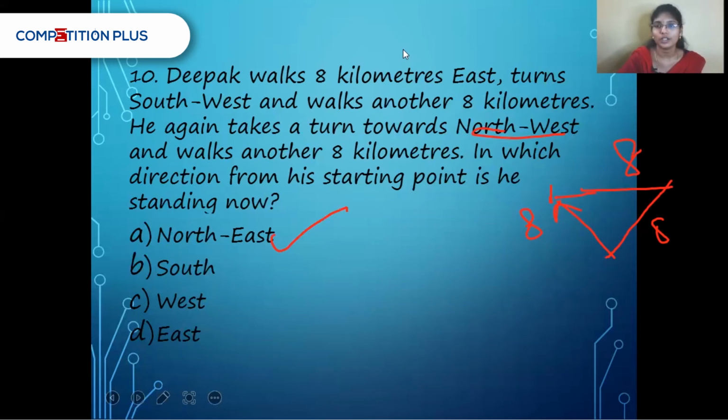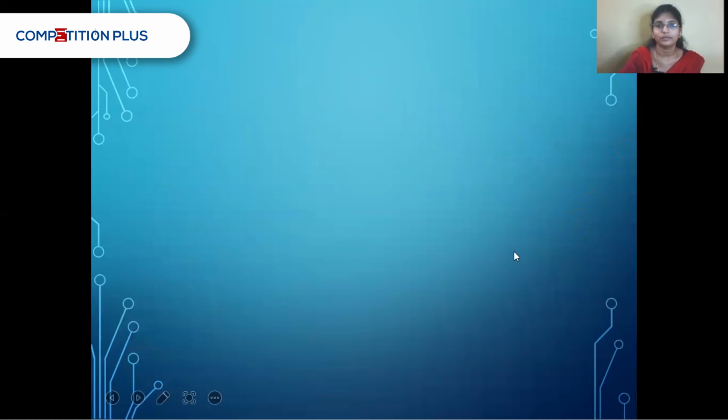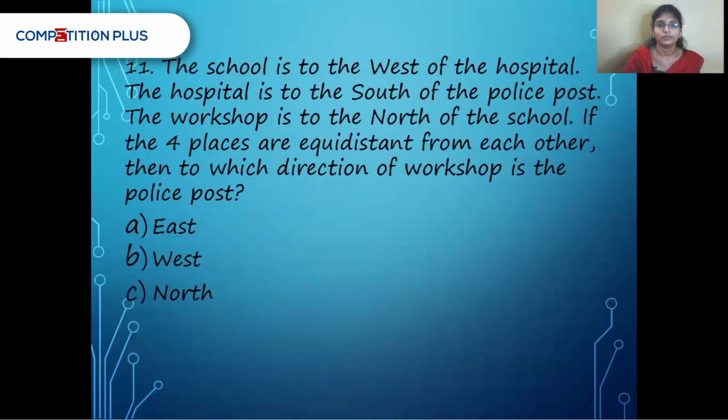Let's move to the next question. Now, the school is to the west of the hospital. So hospital is here, means to its west we have the school. The hospital is to the south of the police post. So this hospital is located by comparing with another landmark, that is the police post. From the police post to the south lies the hospital.